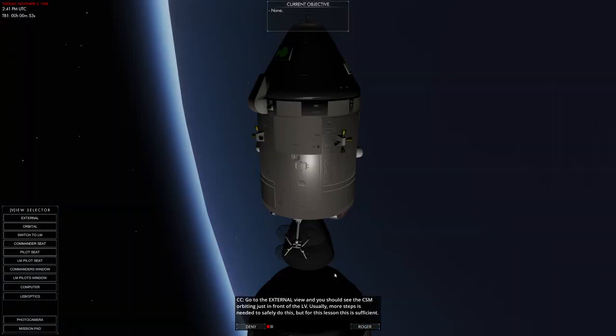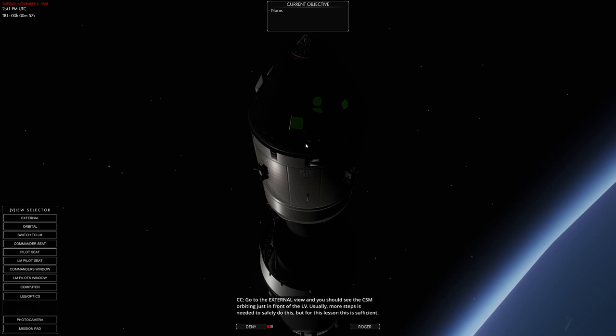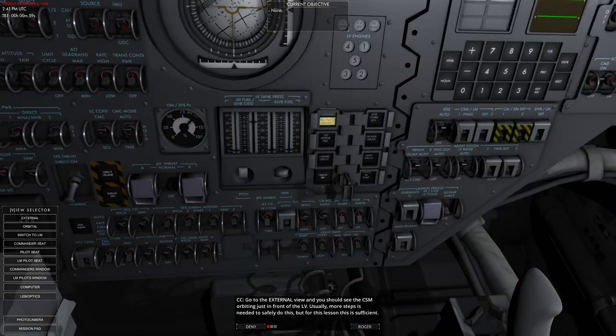Go to the external view, and you should see I'm just orbiting in front. What's a little weird here is I'm not slowly moving away from it like I would expect, but that's all right. All right, usually there's more steps needed to safely do this, but for today, that's fine. Cool. Go back into the cockpit, okay.